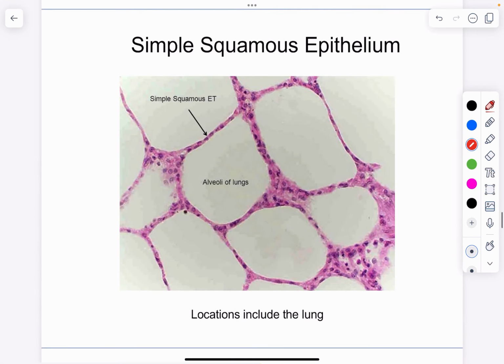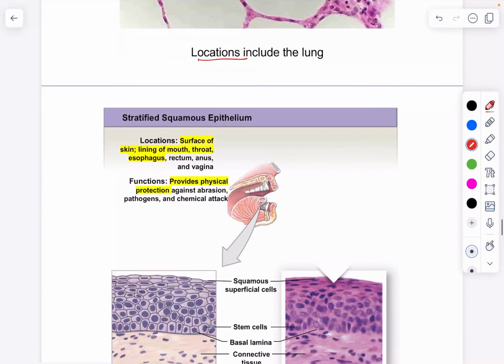Another great image is looking at the alveoli of the lungs. So these are the air sacs. This is where gas exchange occurs. So you can see this very, very thin epithelium. Again, this helps for gases to be exchanged really quickly. So a great location for simple squamous would be in the lungs.